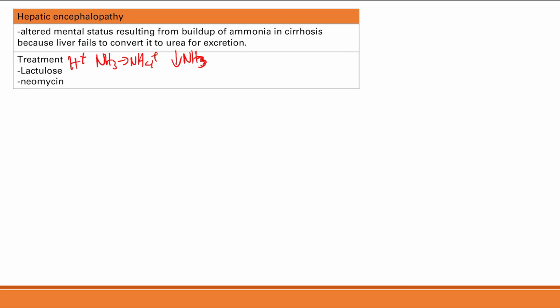The other thing you can do is give neomycin, an antibiotic, and that's going to kill off your ammonia-producing bacteria in the gut. But lactulose is your number one. Remember that lactulose is basically sugar. You give them sugar, and this is also a very strong laxative because you give them a high osmolar bolus into the gut, which puts a lot of water into the gut and causes diarrhea.